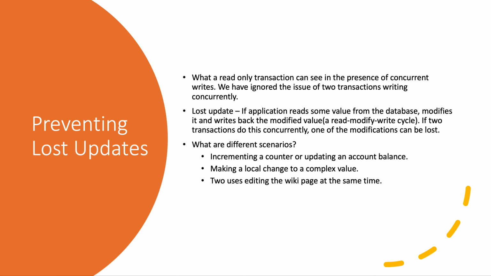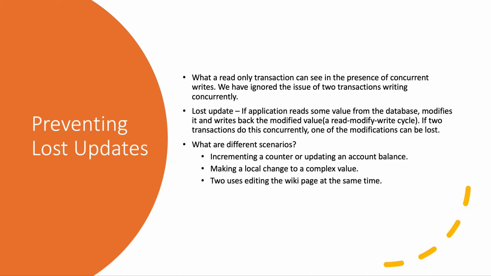So let's begin. In the previous videos of chapter 7, we have studied read committed and snapshot isolation, and we have discussed how a read-only transaction can work in the presence of concurrent writes, but we have totally ignored the issue of two transactions writing concurrently at the same time. There are many kinds of conflicts that can occur between concurrently writing transactions, and one of them is lost update. So let us understand what a lost update is.